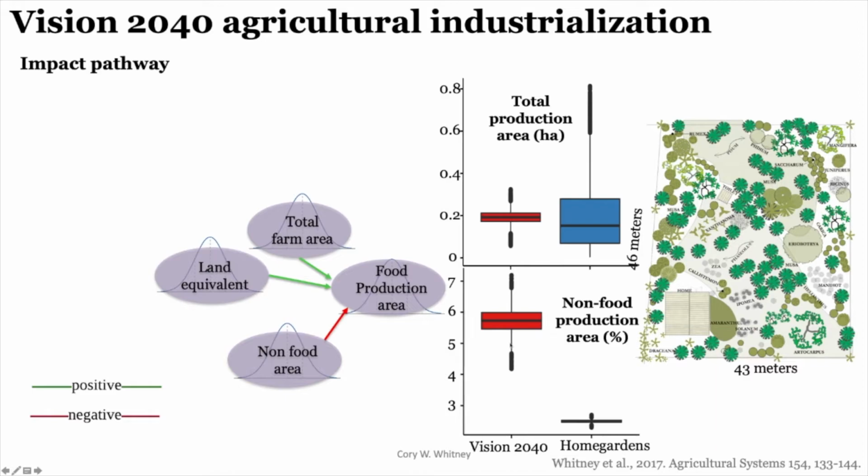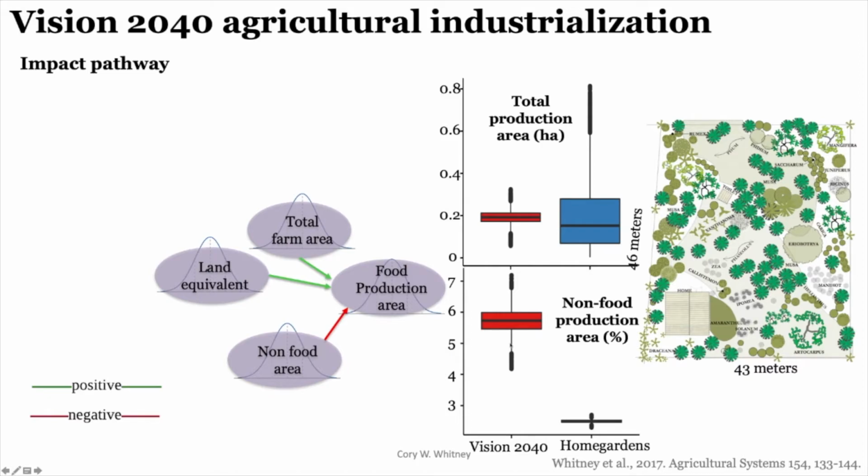That is, more area is for production, right? There's no home, there's no road, there's no garden for relaxation, but just pure production, with much greater distribution of uncertainty on the side of the home gardens on the right-hand side here, the blue box plot, but lower total production area.